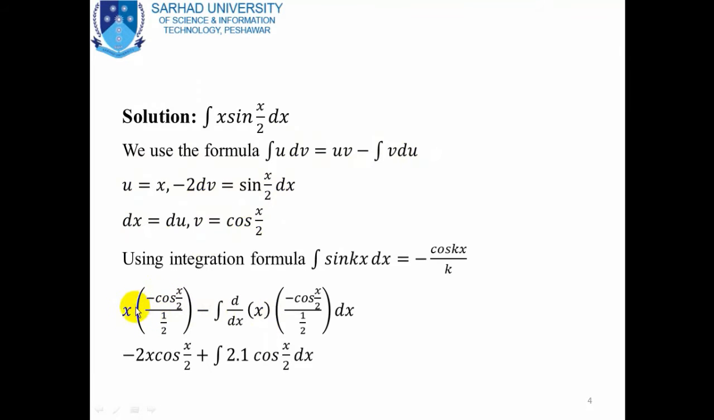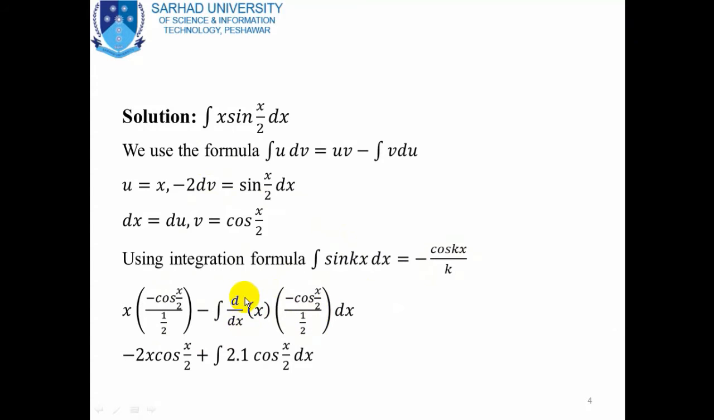So write the first function as it is and take the integration of the second function. In this problem, x is the first function. The integration of the second function is sine x by 2, and using the formula, integration of sine kx with respect to x is equal to minus cos kx divided by k. So the integration of the second function is minus cos x by 2 divided by 1 over 2, minus whole integration of the derivative of the first function and the integration of the second function.